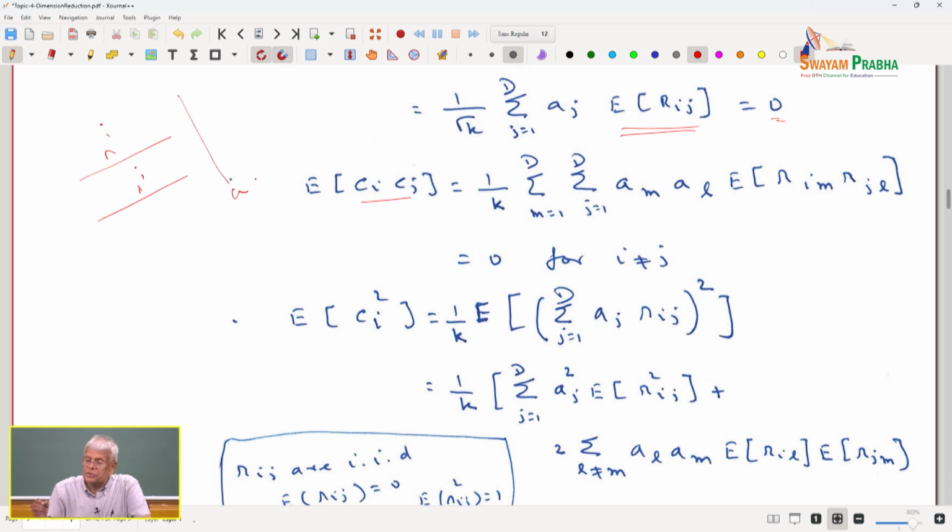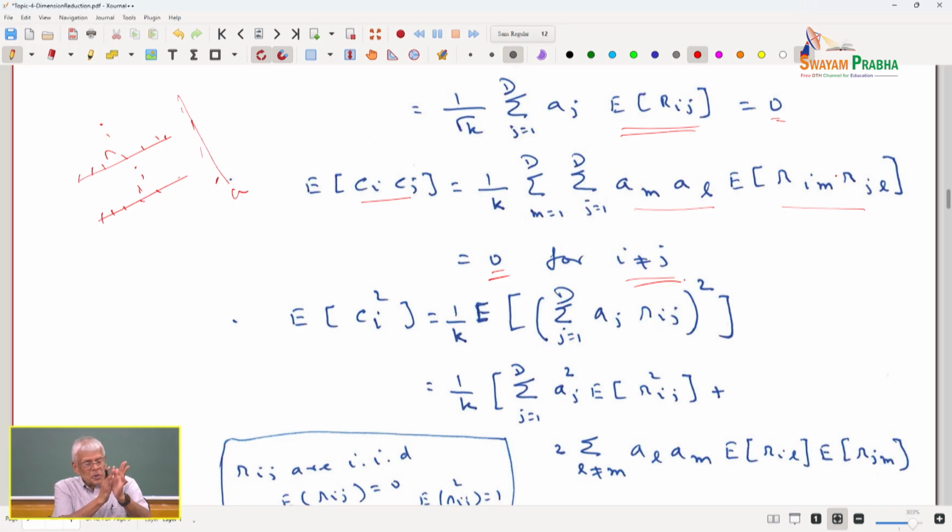Therefore, if you substitute, you get a_i a_l times the expected value of r_im r_jl. That's very easy to verify. I first do this, then I do this. I substitute, I take the constants out. Expectation of the sum is the sum of the expectations. And these are IID random variables. Expectation of the product is the product of the expectations. Each of them has mean 0, so that is 0. So for i not equal to j, the expected value of Ci Cj is 0.